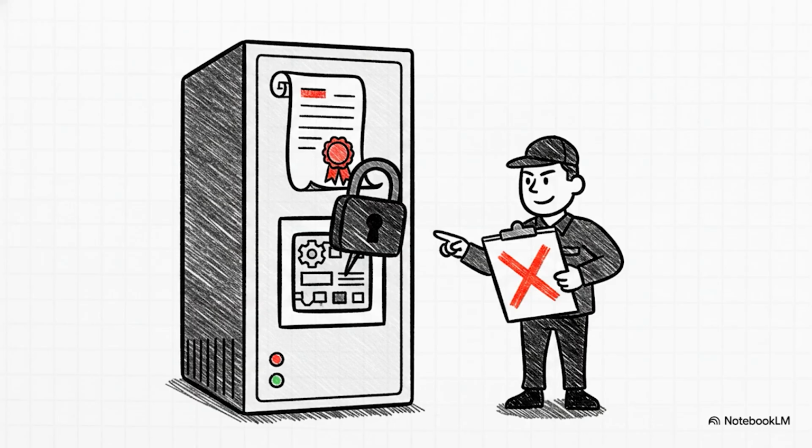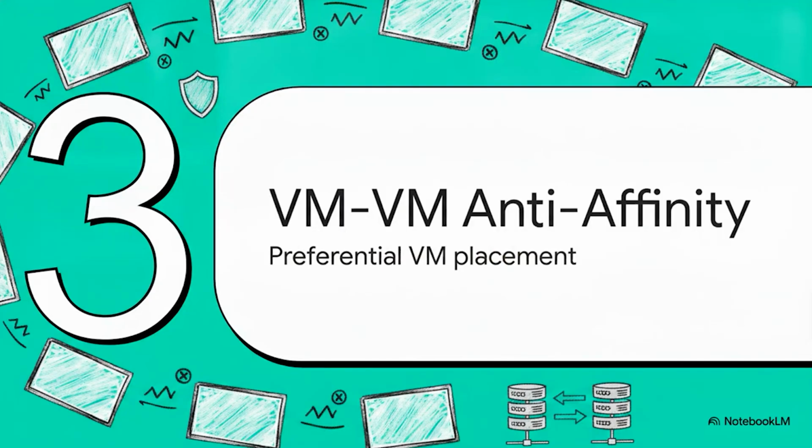You're basically telling the cluster, look, I do not care if this host is overloaded or if it crashes, this VM must never ever run anywhere else. The system respects this mandatory requirement above literally all other performance optimizations. Let's shift gears now to Section 3, VM anti-affinity rules, which handles preferential VM placement.